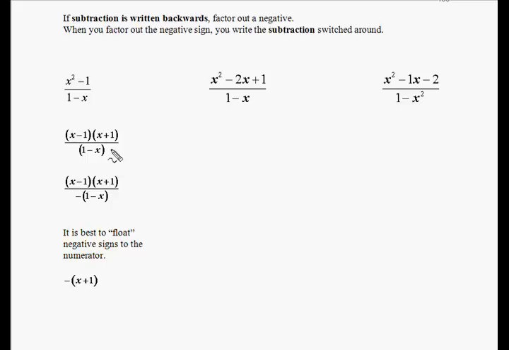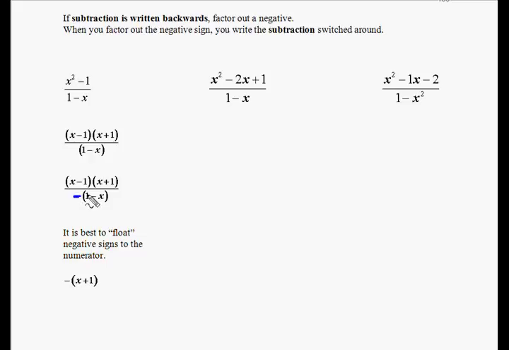Now if I want to reduce, I have to find a common factor with the numerator and the denominator. And x minus 1 is not the same thing as 1 minus x. Consider numbers like 3. If x had the value 3, 3 minus 1 is positive 2, but 1 minus 3 is negative 2. So it's not the same value. What we do in that kind of situation is we'll factor out a negative sign.